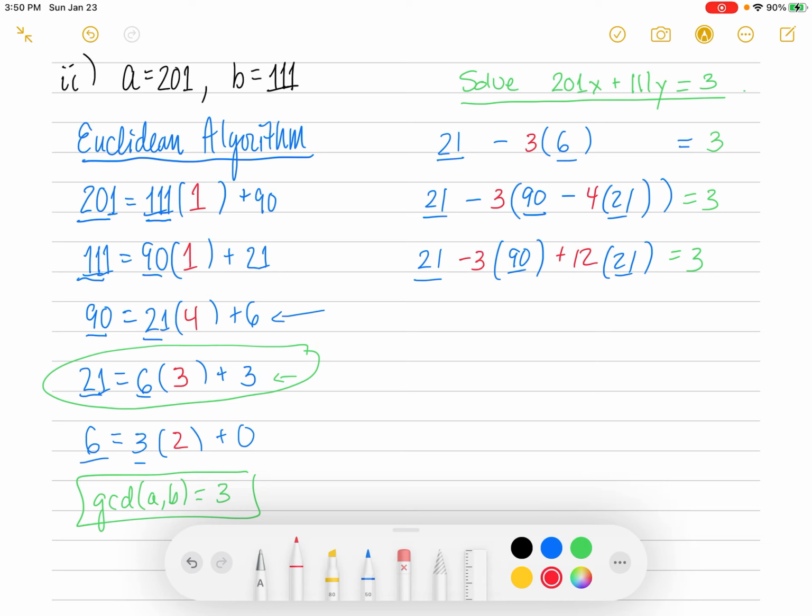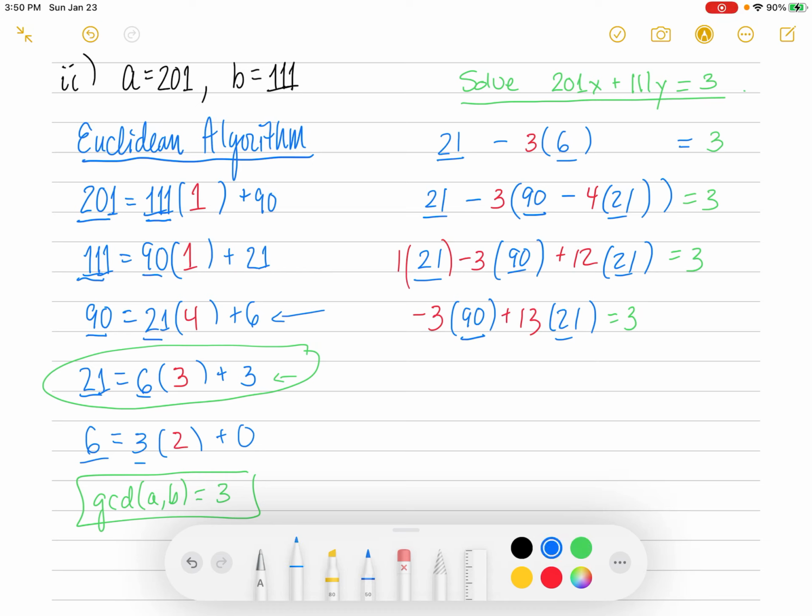Well, that's equal to 3. So I'm going to combine my like terms. Remember that this first 21 has a 1 in front of it, right? So I'll do the larger blue number first, minus 3 times 90. I like to write my large blue numbers first. And then I'm going to add the 21s. I got 1 21 and 12 21s. That gives me 13 21s. This is all equal to 3.